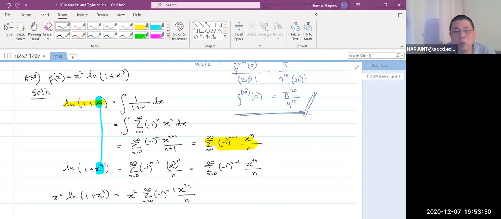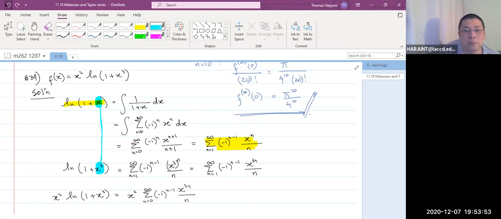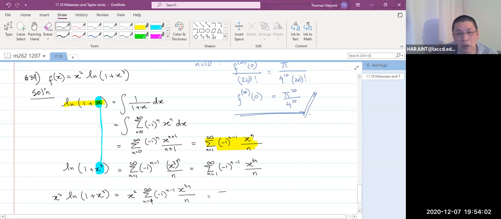Why does it go back to starting from? Oh, you're right. Start from 1. Thank you. I get so used to it. Start from 1. And it won't start from 0 because if n equals 0, this becomes undefined, right? Okay, so thank you. I multiply that x squared in, so it's 1 here. I'll multiply the x squared in, so I get this series.